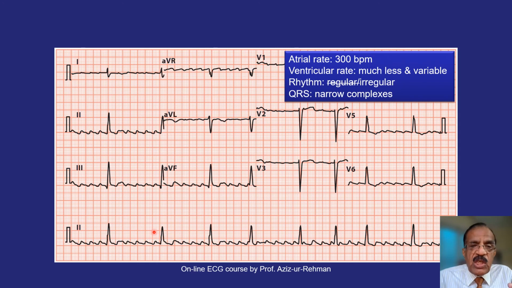Yes, here it is 6 to 1. Here it is 5 to 1. Here it is 4 to 1. Again 5 to 1. 3 to 1. So there is variable block. Okay, and that is why ventricular rate is irregular.